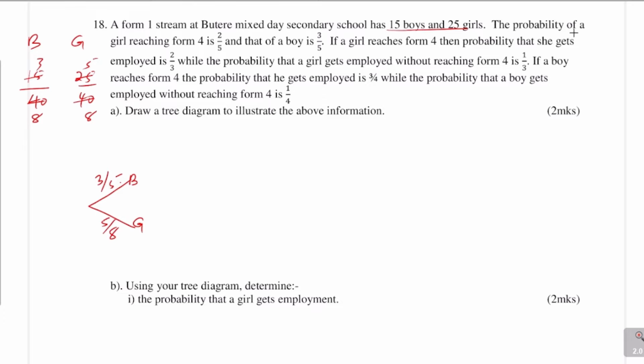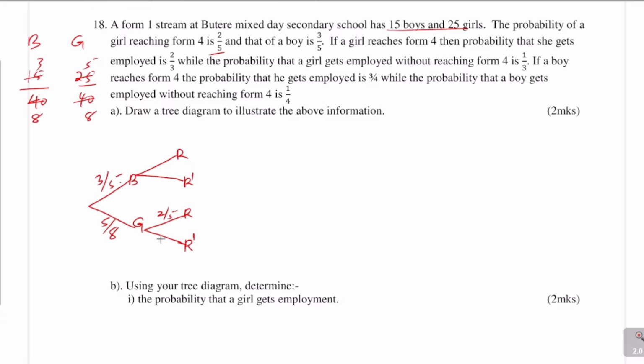The probability that a girl reaches Form 4 is 2/5. The girl reaches Form 4, so we're going to have another branch here. For reaching Form 4 I'll use R. Not reaching Form 4 I write R prime. Then for the boy the same thing: reaches, doesn't reach Form 4. So the probability of a girl reaching Form 4 is 2 over 5, like that.